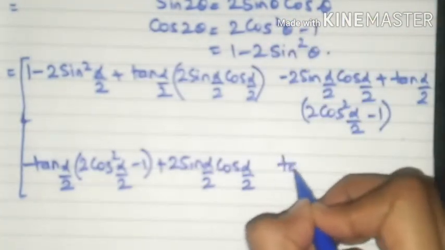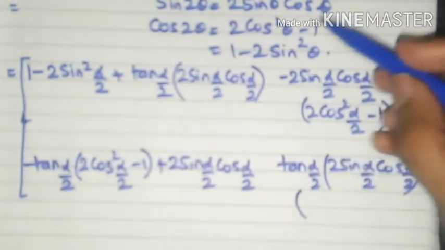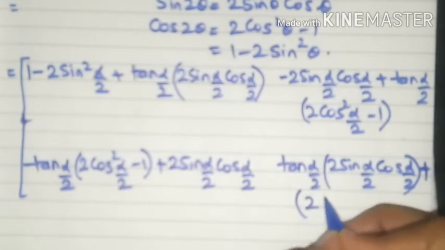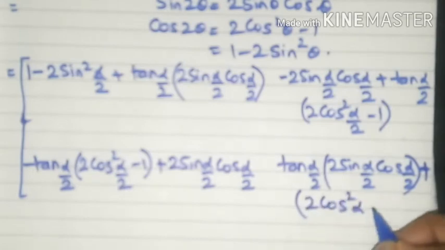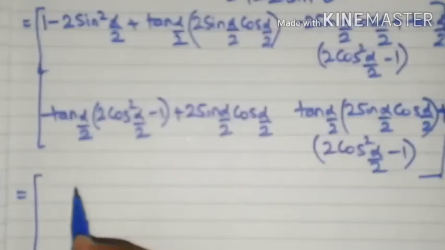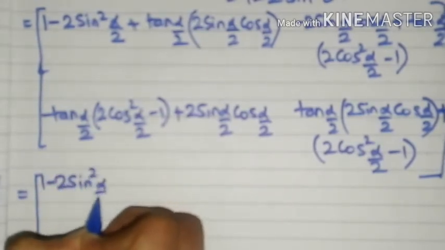And finally second row second column, I'll get tan alpha by 2 into 2 sin alpha by 2 cos alpha by 2 plus, now this cos alpha you can substitute as anything, either this or this, it doesn't really make a difference. So let me write it as this particular formula. Okay, so this is my matrix. Friends, now what do we have to do? We'll keep this as it is.